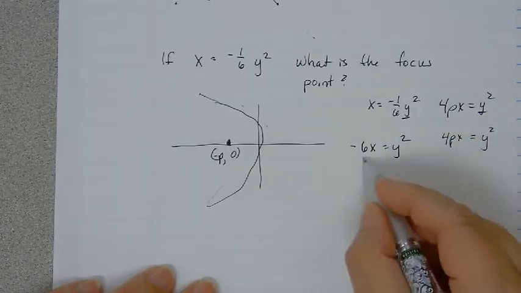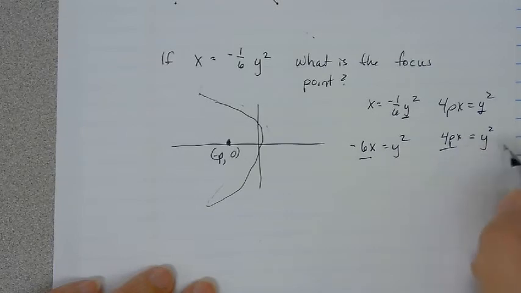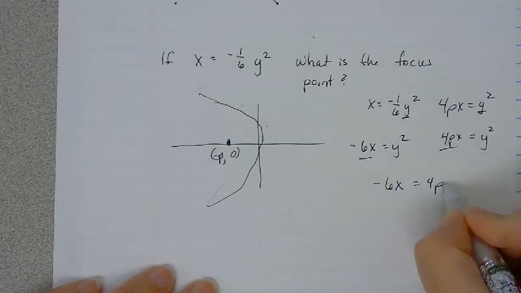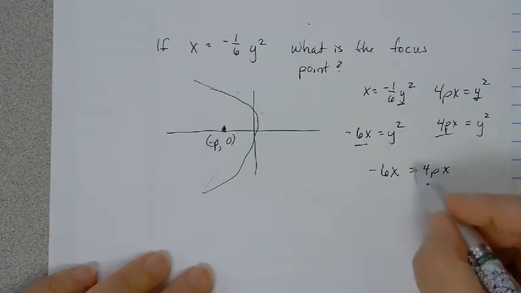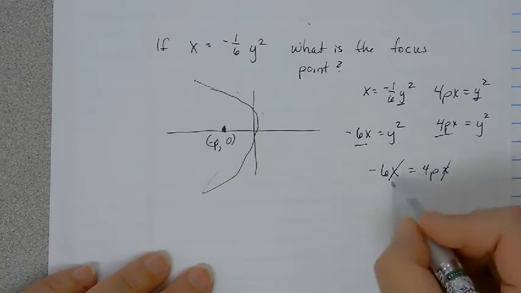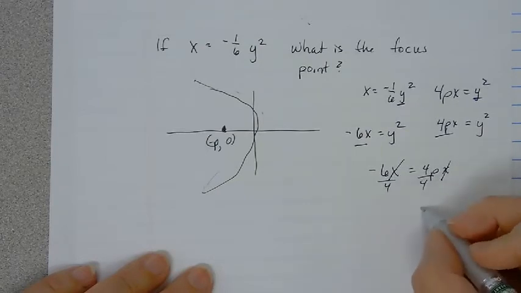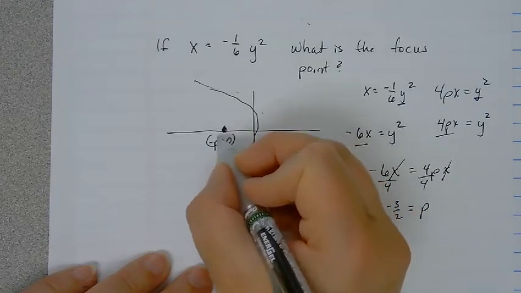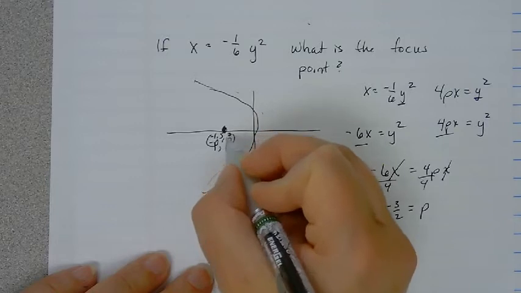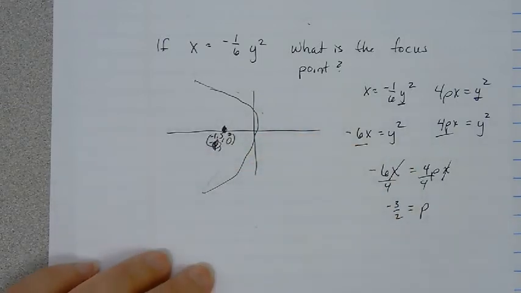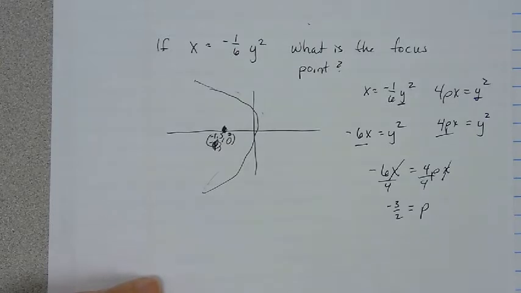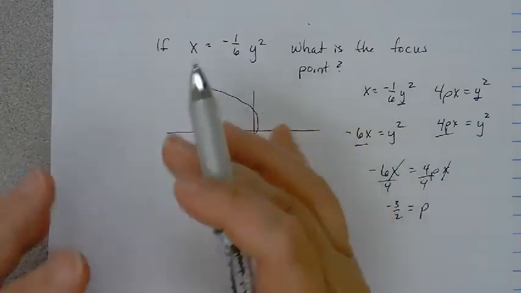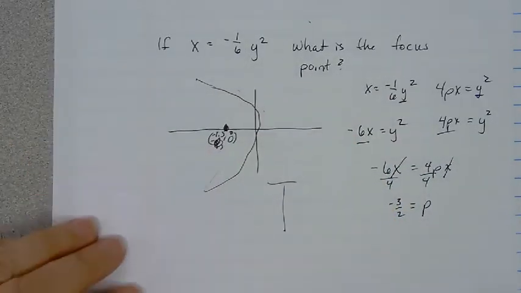So now I know that since y squared equals negative 6x and y squared equals 4px, they must equal each other. So now I want to get the p by itself. I'm going to divide both sides by x and divide both sides by 4. So p equals negative 3/2. That means I would go out here to approximately negative 1.5, 0, and that would be the focus point of this parabola. I could find these other points by making a table of values. For right now, we're just going to make a little sketch.